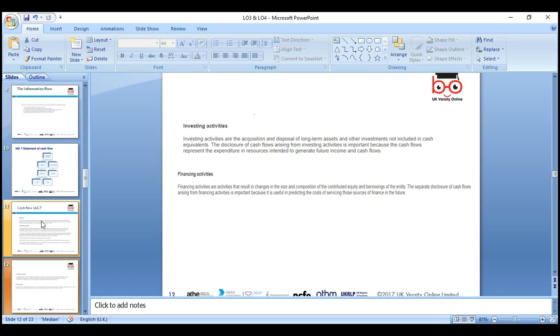Okay, financing activities are activities that result in a change in the size and composition of the contributed equity or borrowing. So we can raise finance through issuing more shares, or we can increase our cash by borrowing more money from the banks or through loans, or selling various assets. So those are the different financing methods we can use. That all comes under the financing activity.